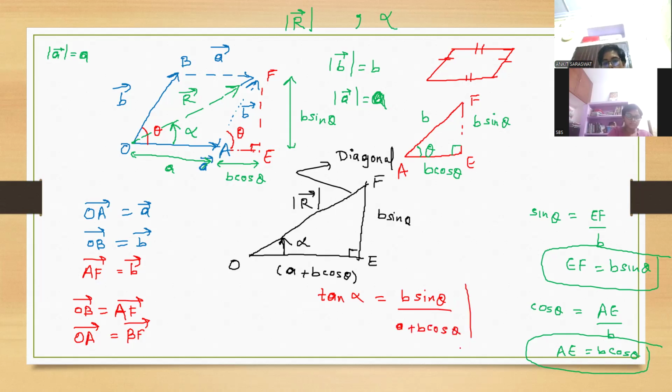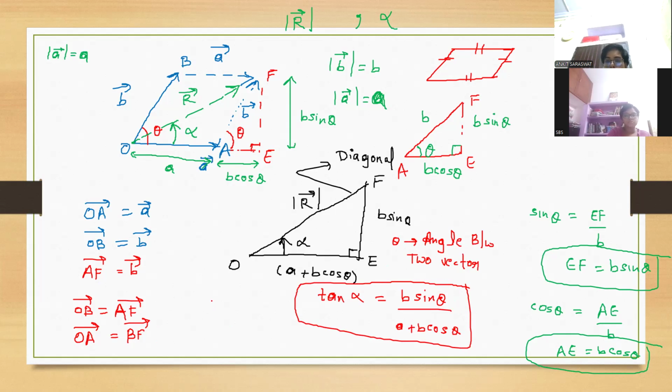And remember one thing, theta is the angle between two vectors. Clear? And small b is the magnitude of one of the vectors, small a is the magnitude of the other vector. The vectors are A and B, which I have written here. In tan alpha, these are the magnitudes. Clear? Now we got the alpha, tan alpha.